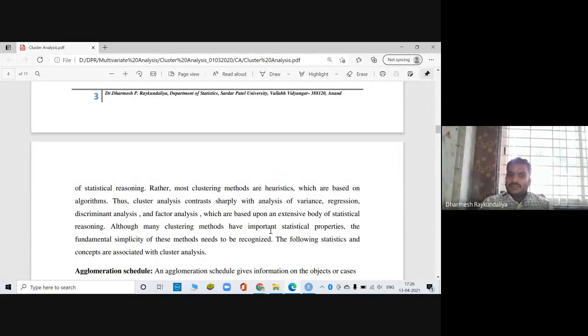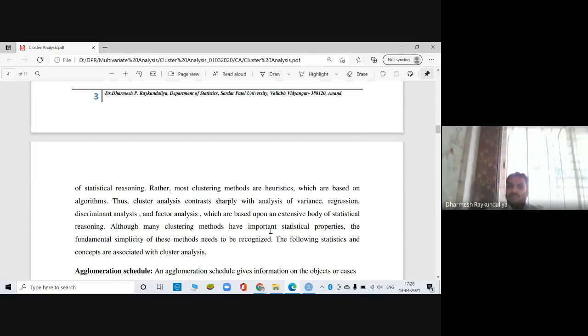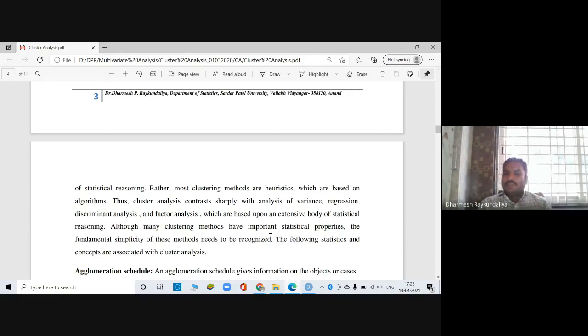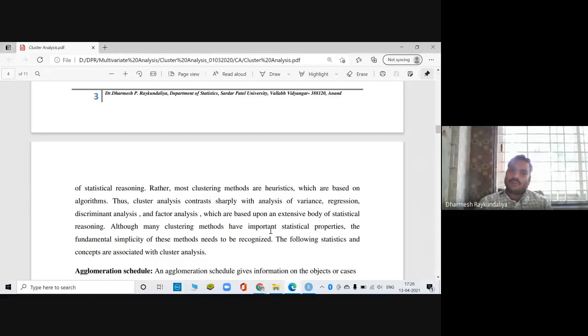Thus, cluster analysis contrasts sharply with analysis of variance, regression, discriminant analysis, and factor analysis, which are based upon an extensive body of statistical reasoning. In analysis of variance, regression, discriminant analysis and factor analysis, you have statistical background and statistical theories associated with them. However, in cluster analysis we are not using any statistical theory as such, as compared to these techniques. Although many clustering methods have important statistical properties, the fundamental simplicity of this method needs to be recognized.